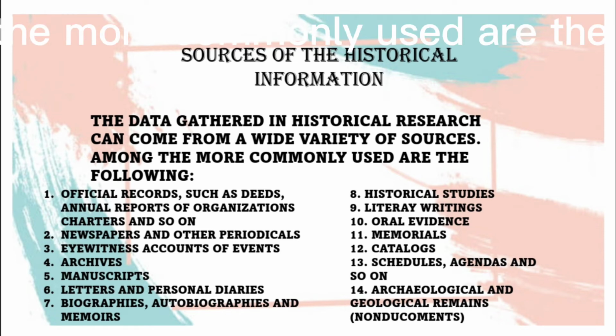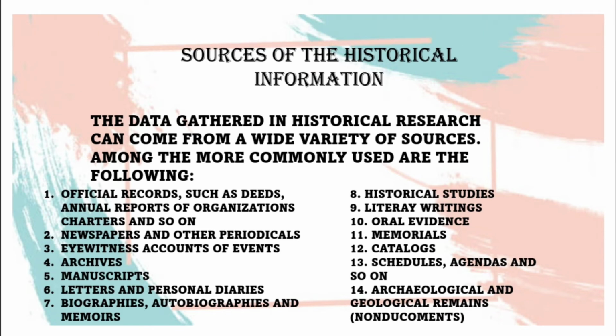Sources of historical information. The data gathered in historical research can come from a wide variety of sources. Among the more commonly used are the following. 1. Official records, such as deeds, annual reports of organizations, charters, and so on. 2. Newspapers and other periodicals. 3. Eyewitness accounts of events. 4. Archives. 5. Manuscripts.